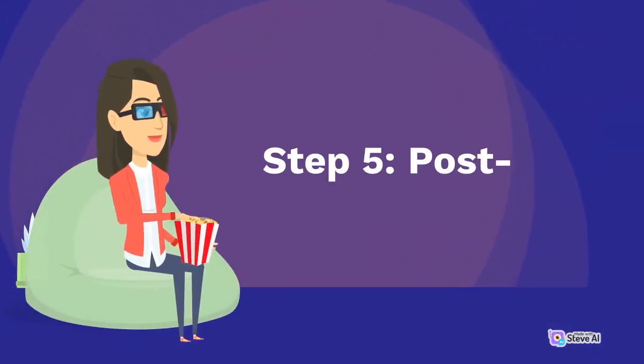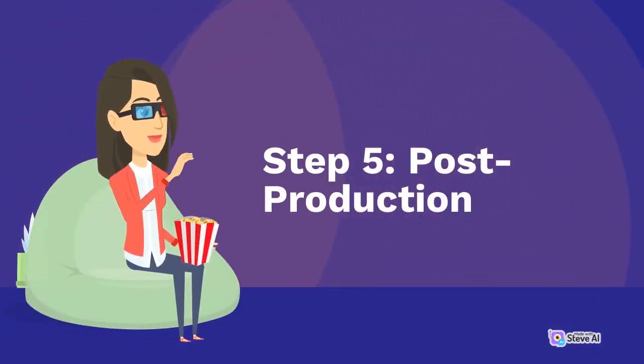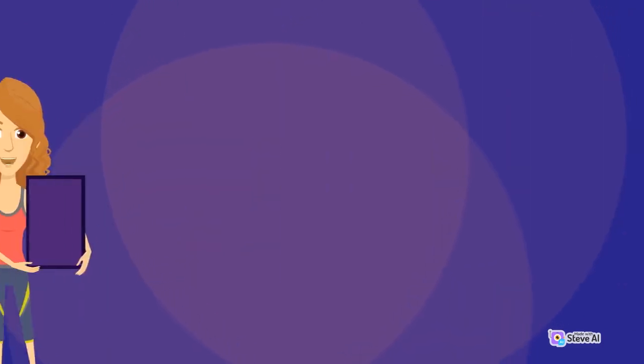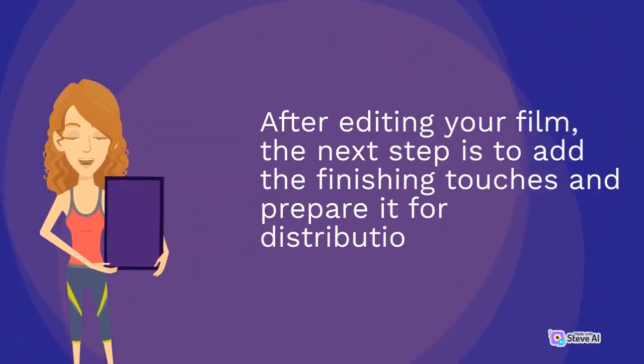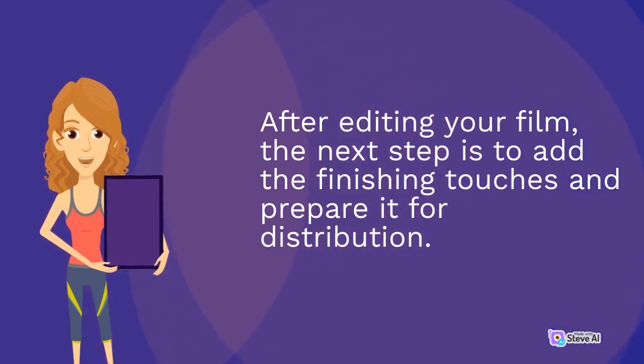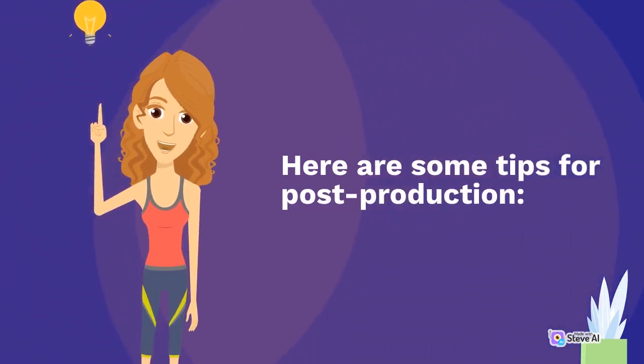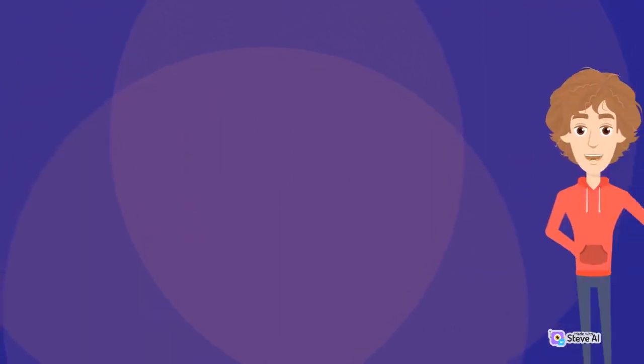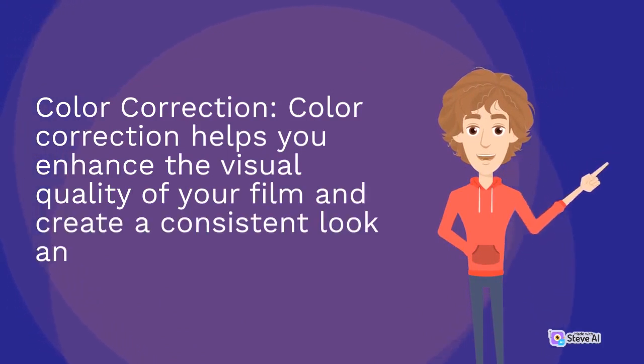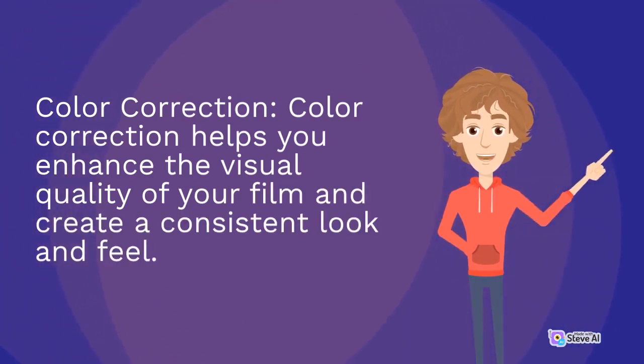Step 5. Post-production. After editing your film, the next step is to add the finishing touches and prepare it for distribution. Here are some tips for post-production. Color correction. Color correction helps you enhance the visual quality of your film and create a consistent look and feel.